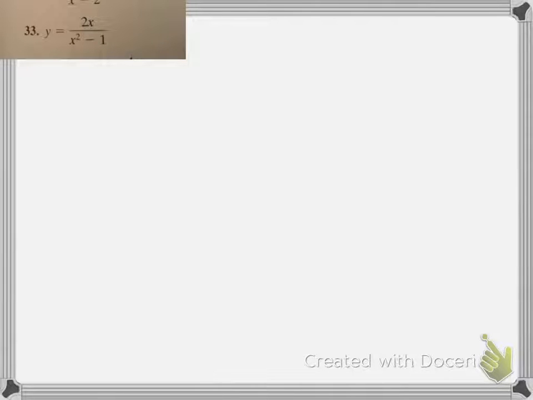Alright, so here is the curve sketching problem that I promised to do. The function is y equals 2x over x squared minus 1, and we are asked to sketch a graph of the curve, a detailed sketch. So I'm just going to work through it all. First of all, before I start looking at anything, I'm just going to go from the original function.